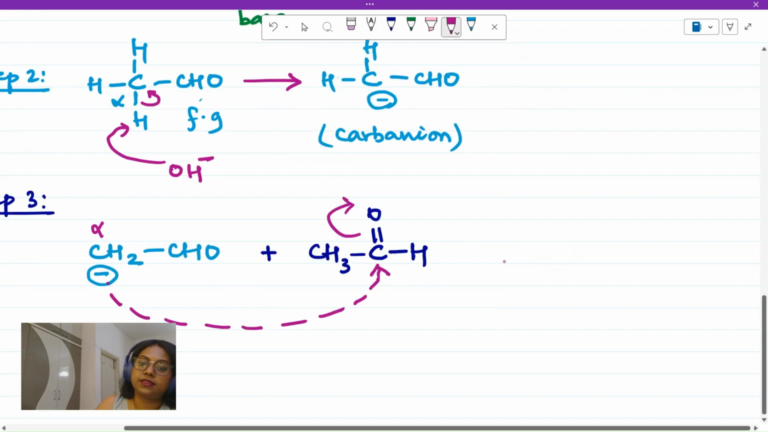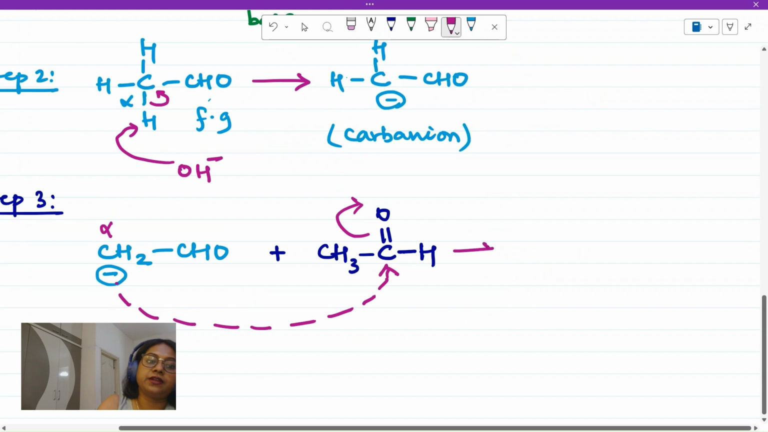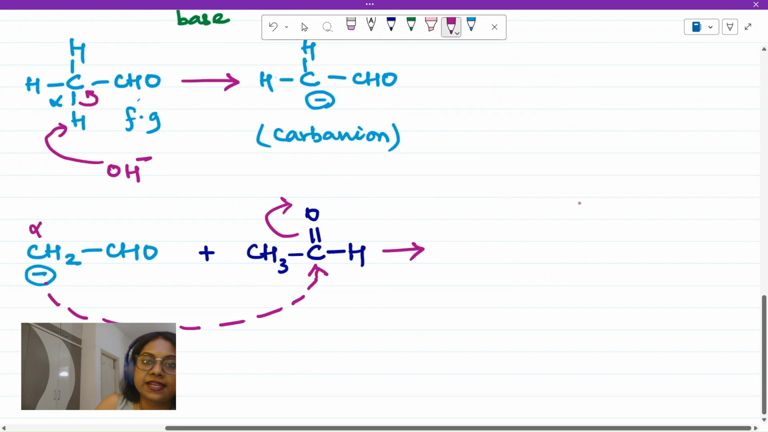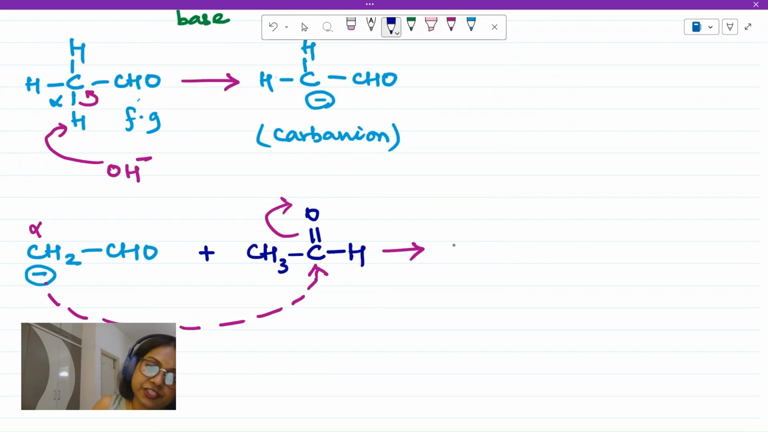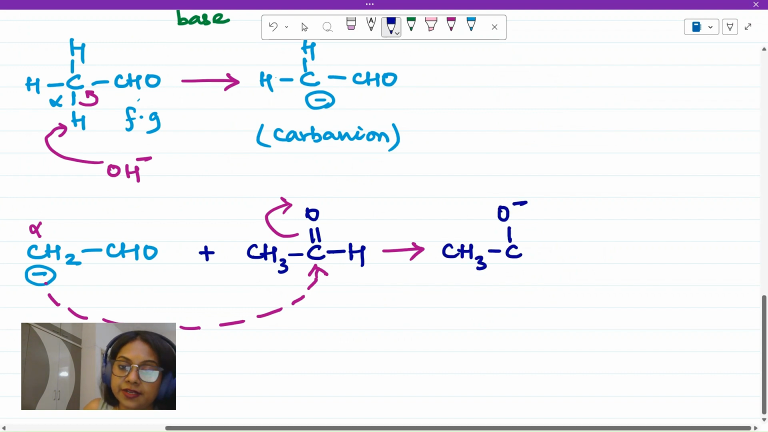Okay, and when they get clubbed together, how can we write this? We can write the second molecule first, CH3, C. Now this has become O minus because the electron density shifted, right? And it has a H, so we'll write this H along with it. Do you get the point?